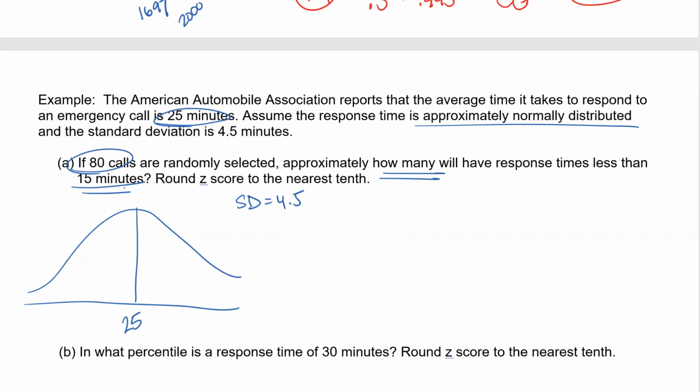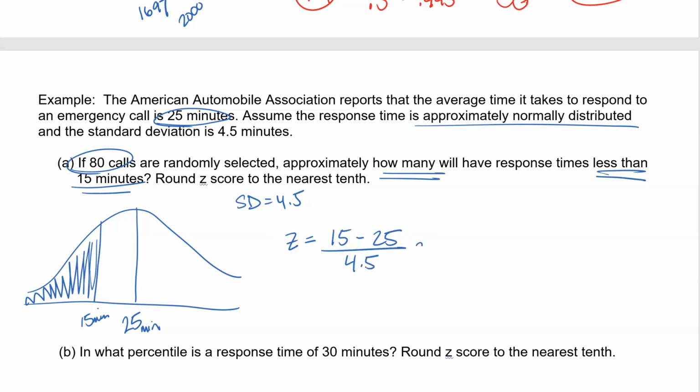So if 25 minutes is average, 15 minutes is going to be less than average. And I want to know how many will have response times less than that. So I'm going to shade everything to the left of 15 minutes. I can't look 15 minutes up on the z-score table, so I have to find the z-score for 15 minutes. So 15 minus the average divided by the standard deviation, and I get approximately negative 2.2. We're rounding to the tenths place because that's how the table works.